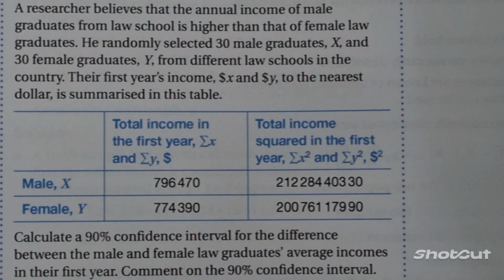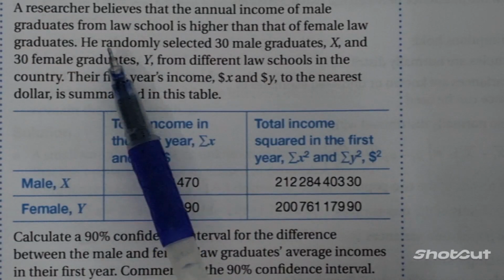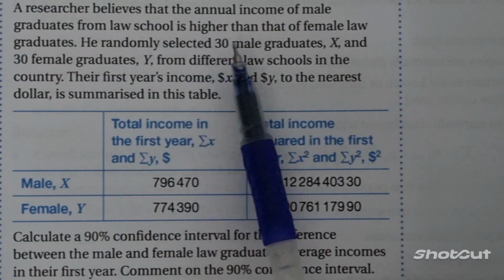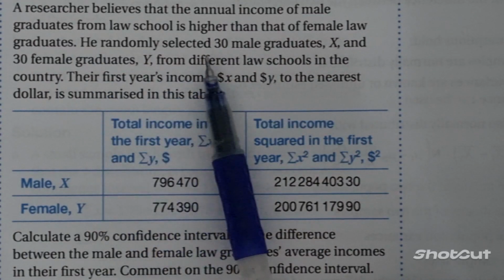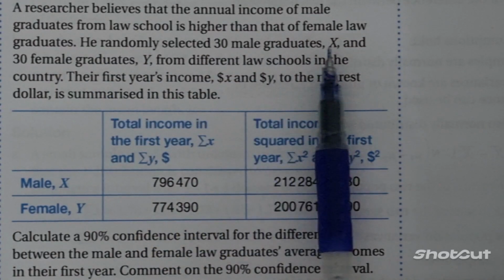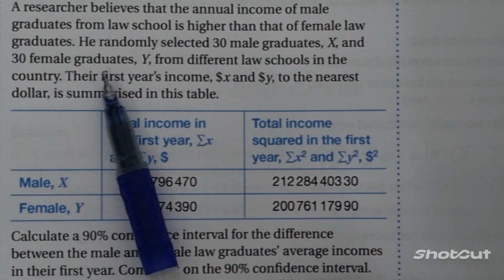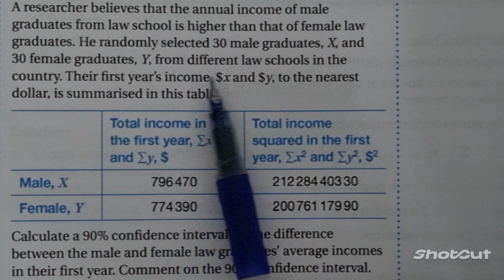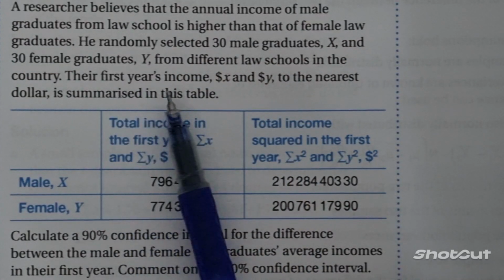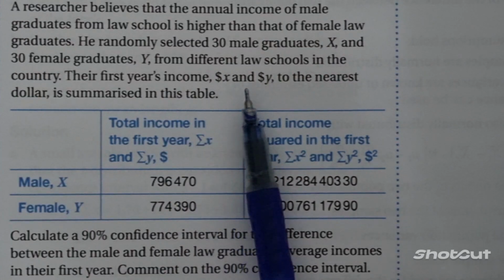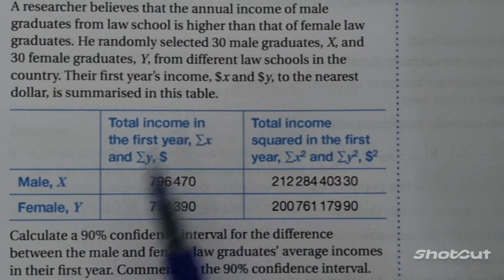Hi there. A researcher believes that the annual income of male graduates from law school is higher than that of female law graduates. He randomly selected 30 male graduates, X, and 30 female graduates, Y, from different law schools in the country. Their first year's income, X dollars and Y dollars to the nearest dollar, is summarized in this table.